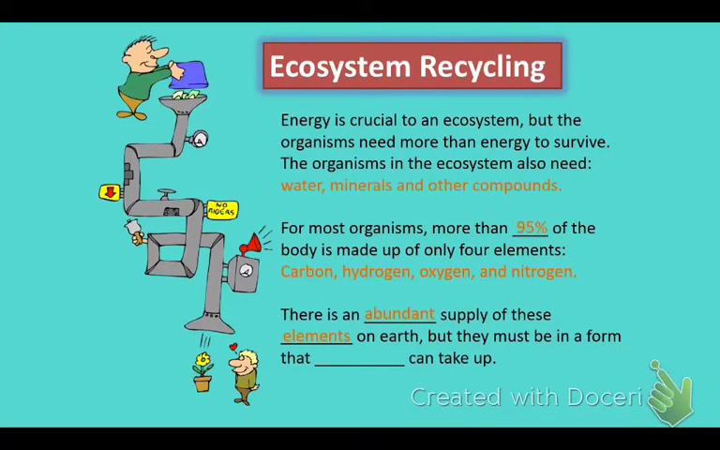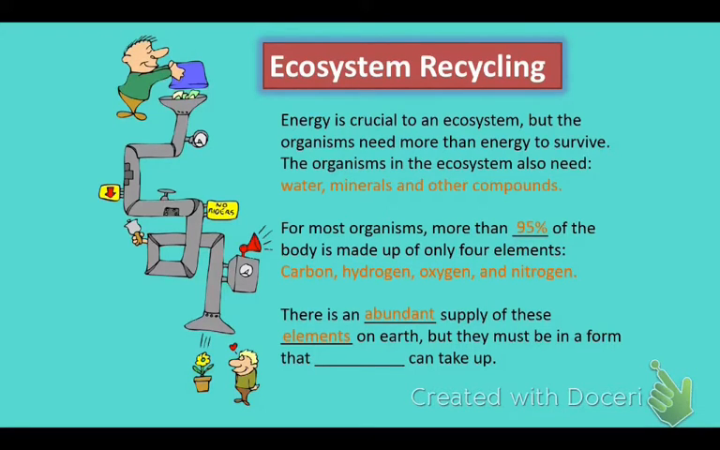So for most organisms, more than 95% of your body is made up of only 4 elements. And actually, we've talked about the 6 most common elements way back at the beginning of the year. You guys remember CHONPS? Carbon, hydrogen, oxygen, phosphorus, nitrogen, and sulfur. Very good. Okay? So the 4 big ones are CHON, carbon, hydrogen, oxygen, nitrogen, and then the next 2 are phosphorus and sulfur.